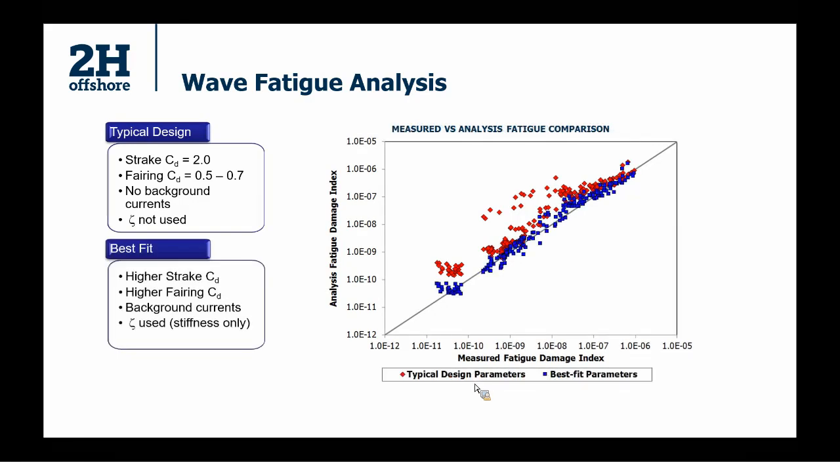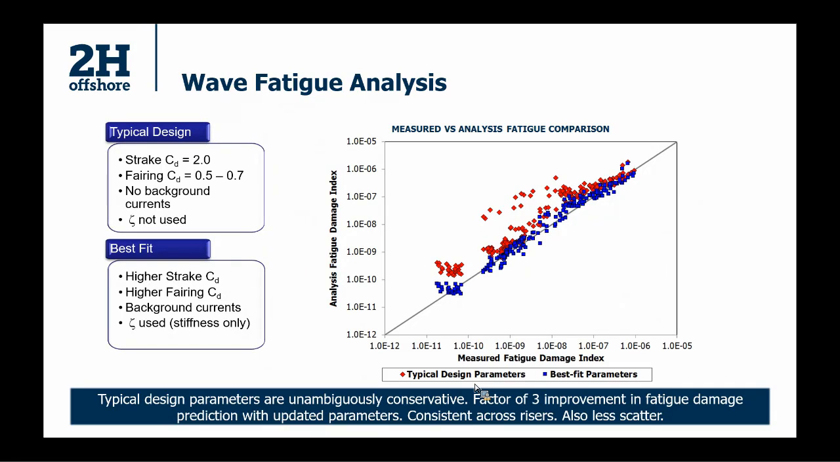So now we used a higher strake CD, higher fairing CD, we use background currents, we use structural damping, and we got the blue data points here, which is much closer to the line. We call this the best fit parameters. And a very important thing is the scatter is less. It's a more reliable prediction right now.